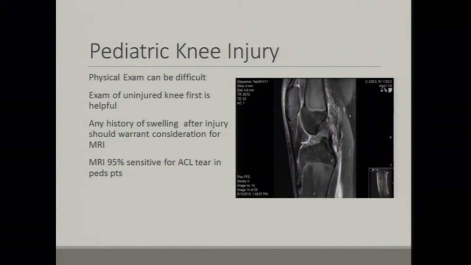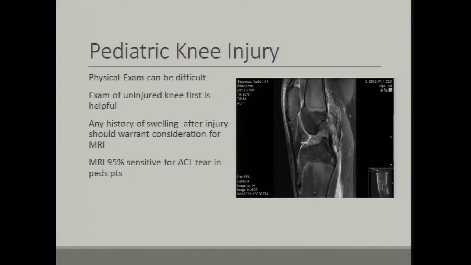So again, this is a bit out of order, but in general, pediatric knee injuries are a little bit difficult when compared to many adults. The physical exam can be very difficult due to apprehension, pain, and fear. Exam of the uninjured knee is often helpful first to create comfort with the patient and to demonstrate the maneuvers to expect on the injured knee.